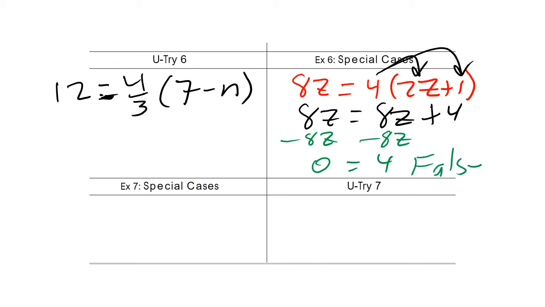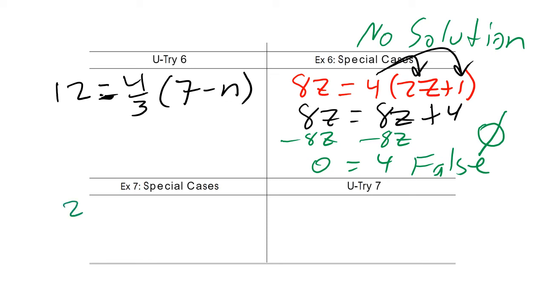False. If the variables disappear and you get a false statement, your answer is no solution. Let's look at another example. 2 times 3g plus 2 equals 1/2 times 12g plus 8.